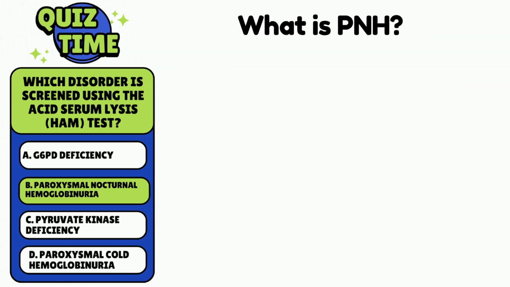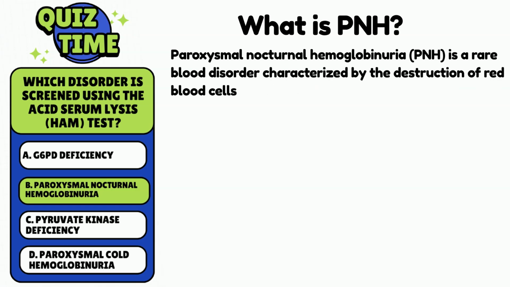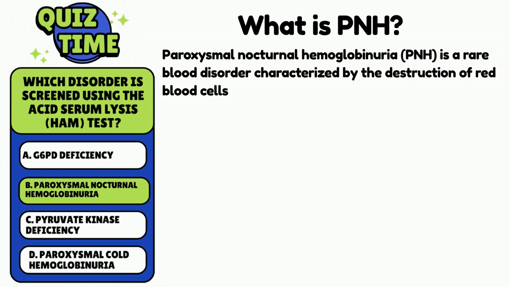Next, let's talk about PNH. What is PNH? PNH is a red blood cell disorder characterized by the destruction of red blood cells. It occurs due to mutations in a gene that affect the surface proteins of red blood cells, making them vulnerable to destruction by the immune system.